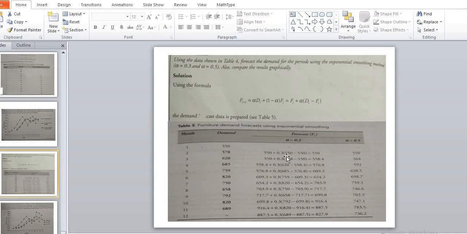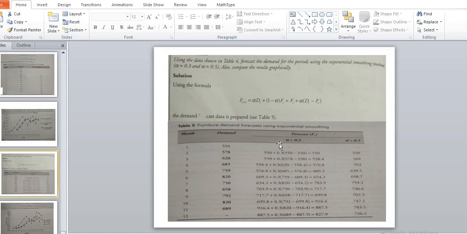Now for the second month, F(t) becomes F1. We don't have the first forecasting value, so we consider the demand value for the first month as F1. So F(t) becomes 550, plus alpha 0.3 times the difference between demand for the first month and forecasting value for the first month, which are the same, 550 and 550. So this term becomes 0, and the forecasting value for the second month comes as 550.